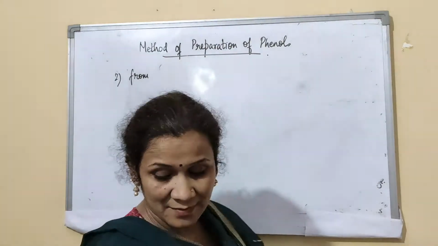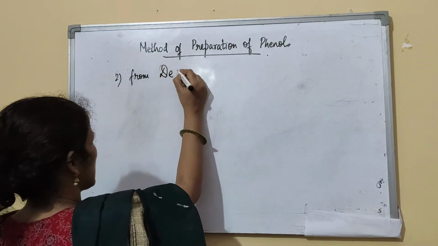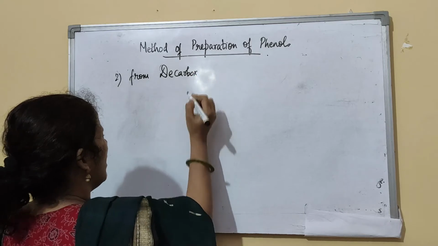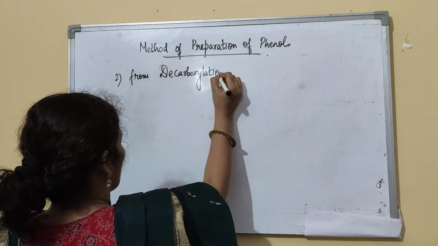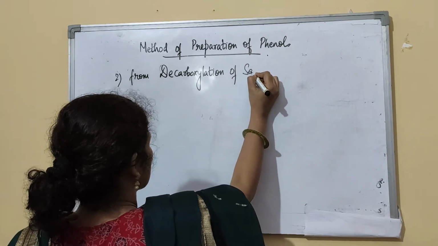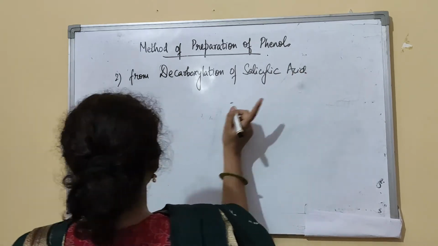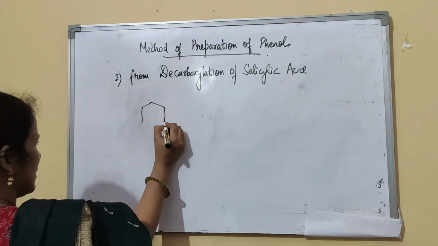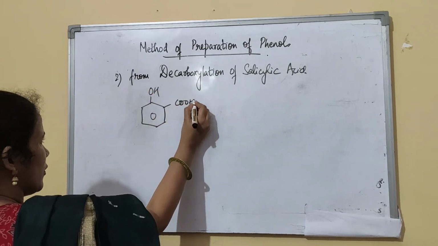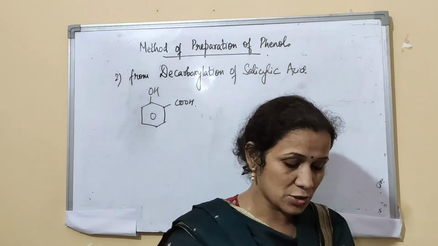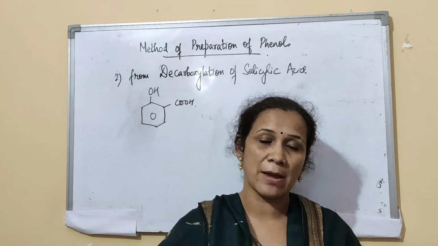Sorry, I'm just having cough and cold. So by decarboxylation of salicylic acid. Now what is salicylic acid? A benzene ring with OH and COOH. This is salicylic acid. So salicylic acid has a phenol and an acid group simultaneously.